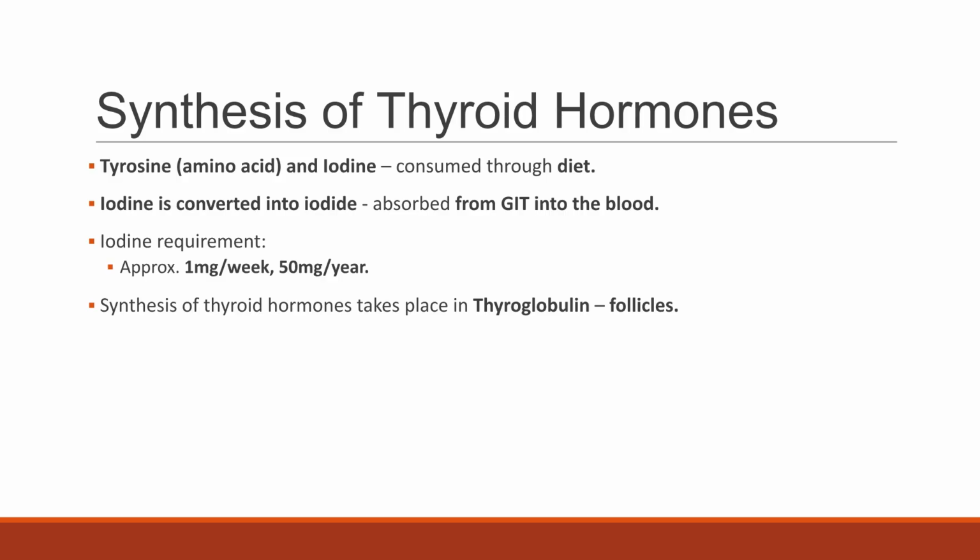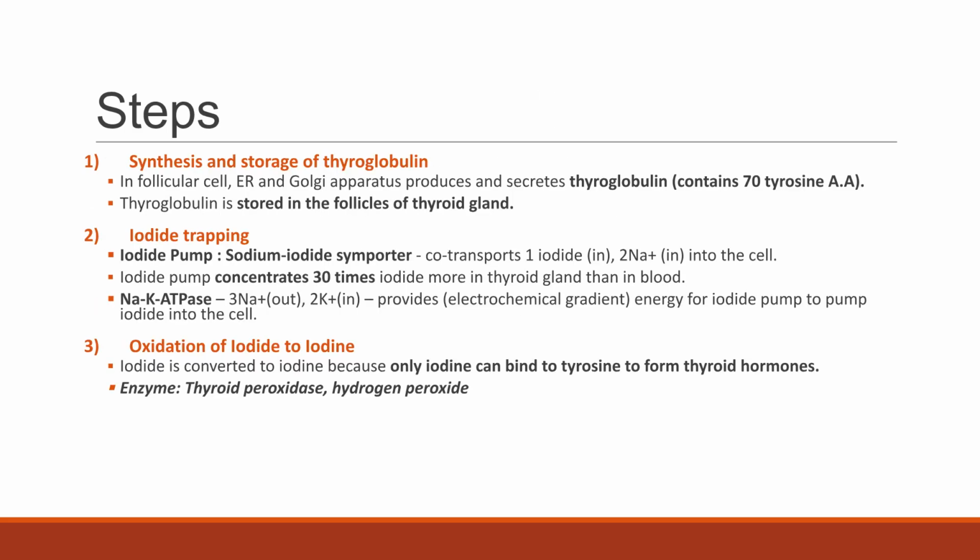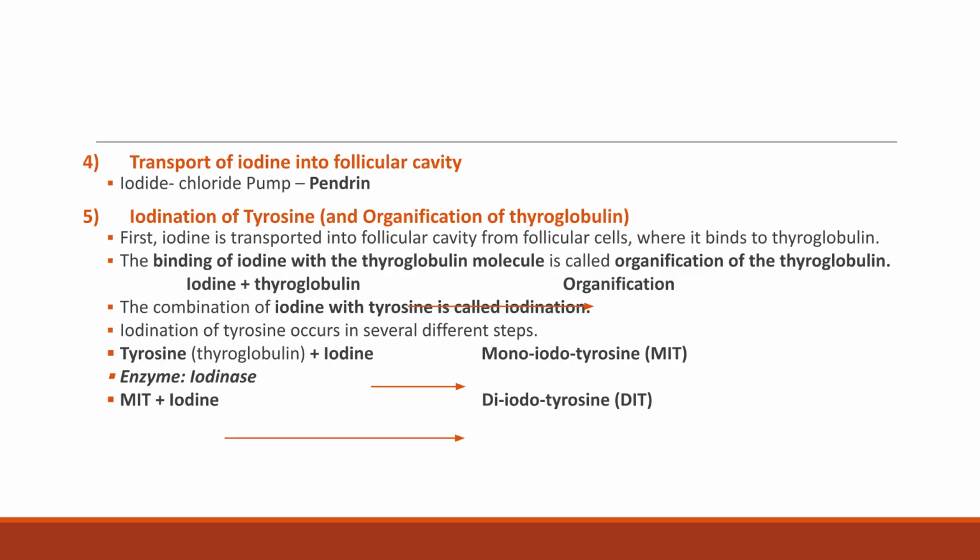Iodine is converted to iodide and absorbed from the gastrointestinal tract into the blood. Synthesis occurs in the thyroglobulin of the follicles. The first step is the synthesis and storage of thyroglobulin by the follicular cell, which is stored in the follicles. Then, iodide trapping occurs using the sodium iodide symporter and the Na-K-ATPase to concentrate iodide. Finally, iodide is oxidized to iodine by thyroid peroxidase, as only iodine can bind to tyrosine. Iodine is transported into the follicular cavity using the iodide chloride pump, or pendrin.